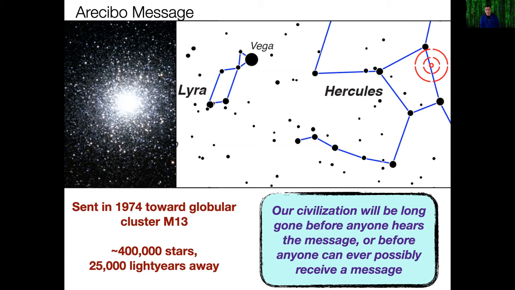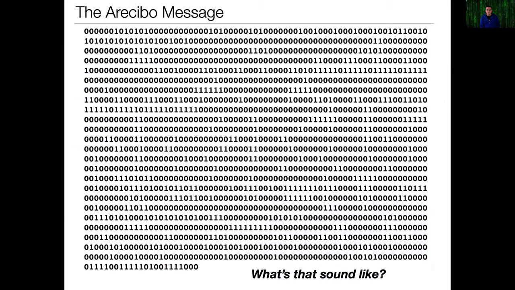So what does the Arecibo message look like? This is all of the digits of the Arecibo message. We'll talk about the form and function of it here in a minute. But I can turn this into a radio signal and send it into outer space. I can also take this data and push it through a sound generator so you can listen to it.